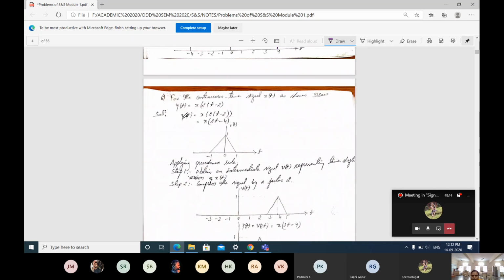Next, one more problem. Here it is given. Observe here, for a continuous time signal x of t, it is already shown for us. What is the function given? 2 into t minus 2. This is the y of t signal given for us.